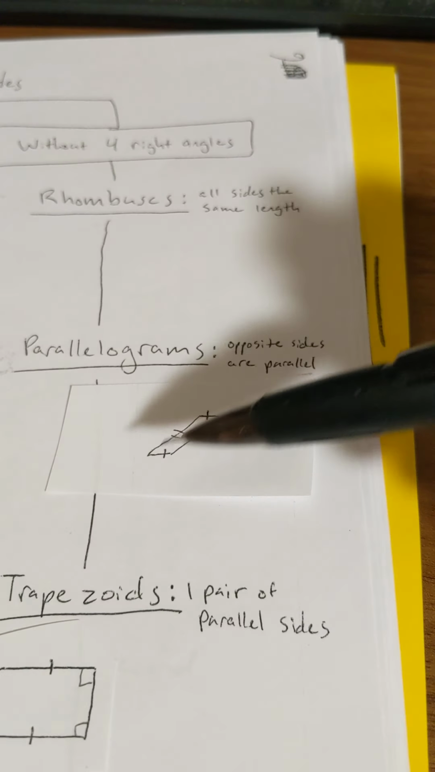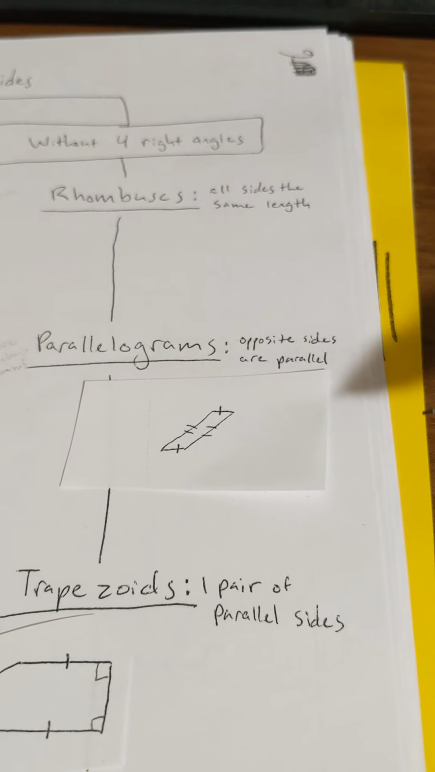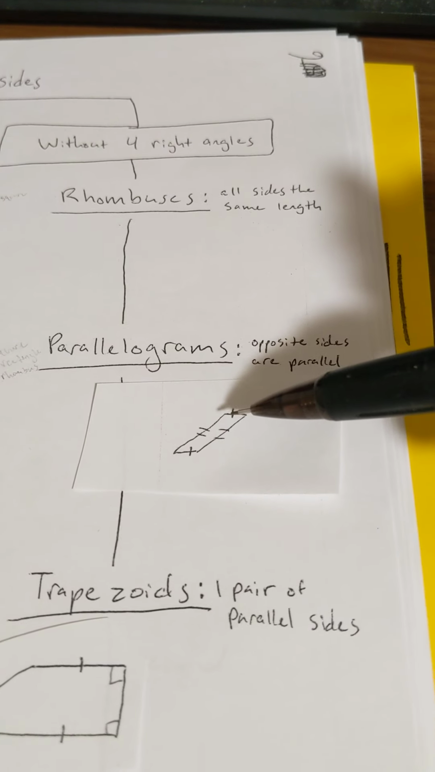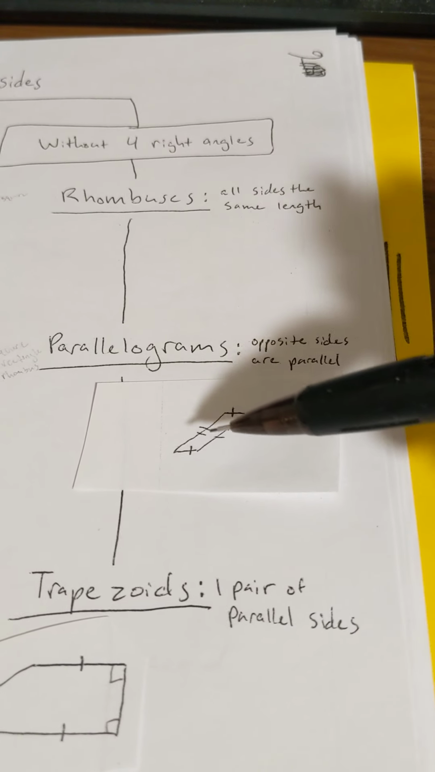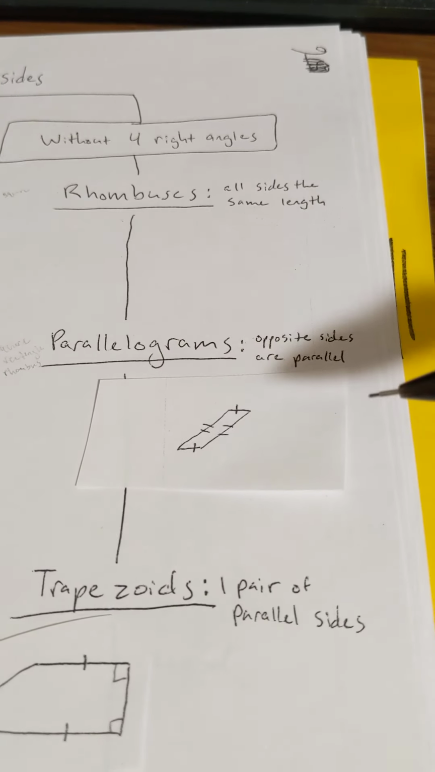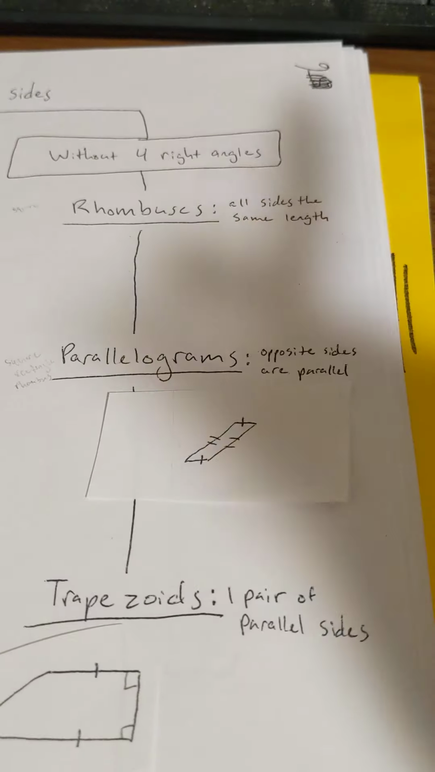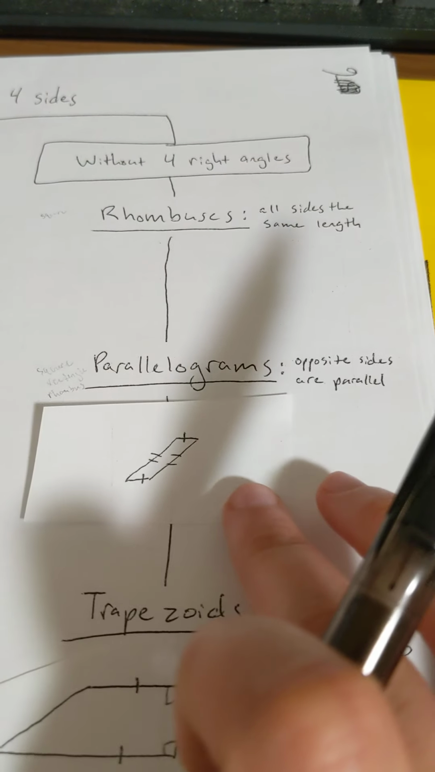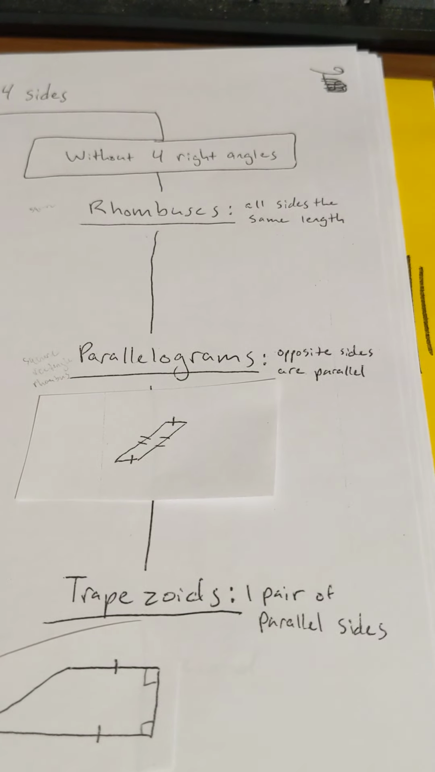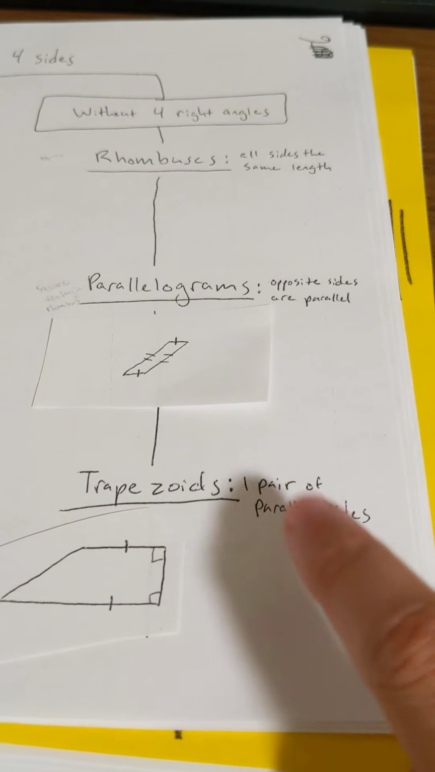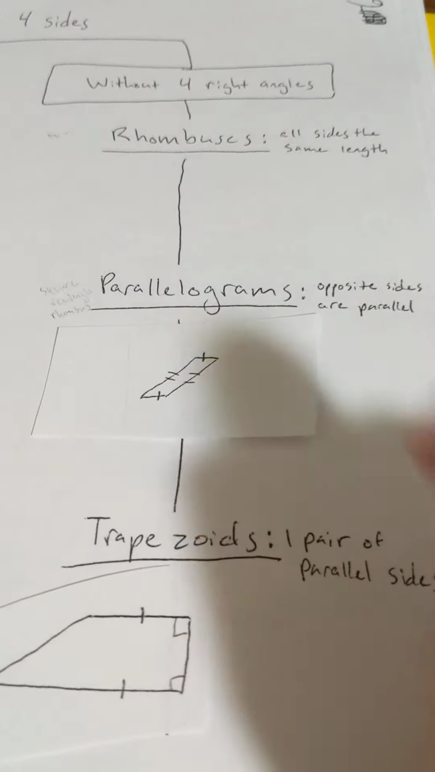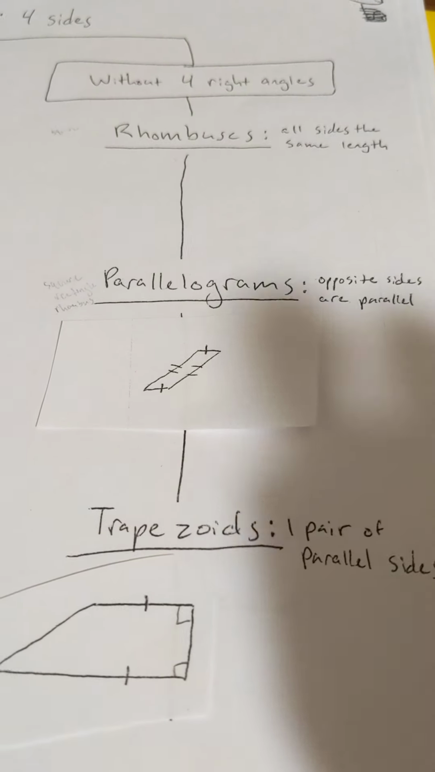What about the left and right? Are they parallel? Yeah, they are. And look, we even have our clues that tell us that this is a pair of parallel lines, and these are parallel lines. Okay, so it is a parallelogram. So we're going to leave this here. All right, let's pick up our next shape. Because if it was a trapezoid, it would only need 1 pair, but we have 2. So it's not a trapezoid.